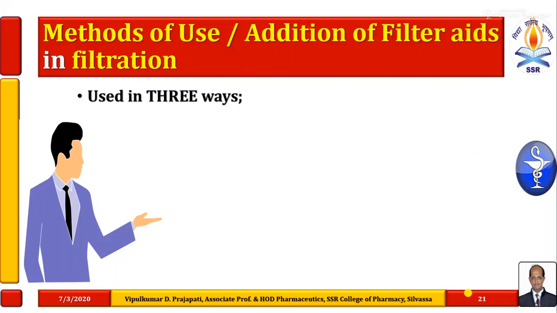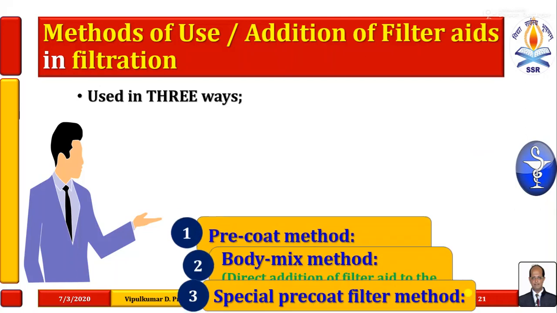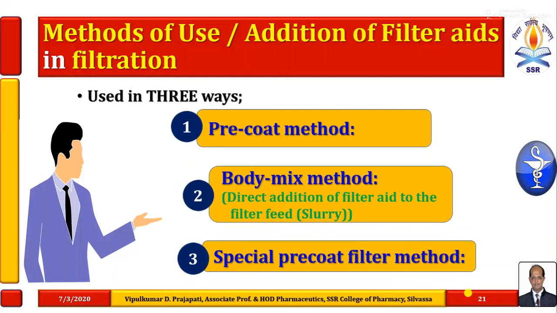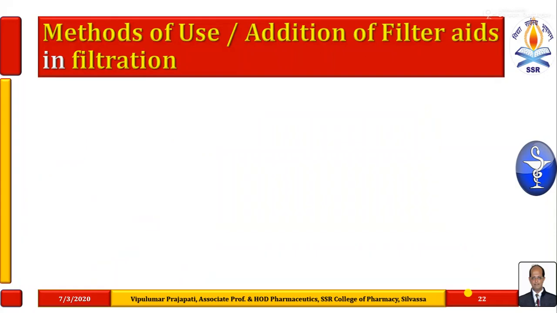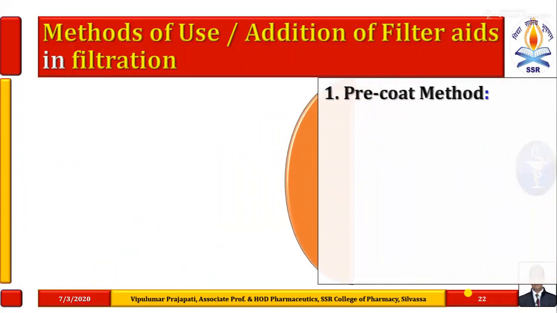Generally, three different methods, either alone or in combination, are available. First is known as the pre-coat method. Second is known as the body mix method, meaning direct addition of filter aid to the filter feed or slurry. And third is known as the special pre-coat filter method. We have to discuss them in detail.